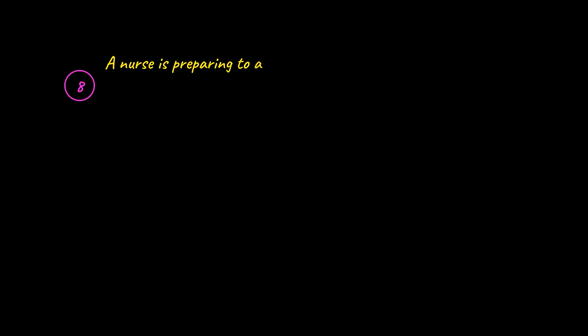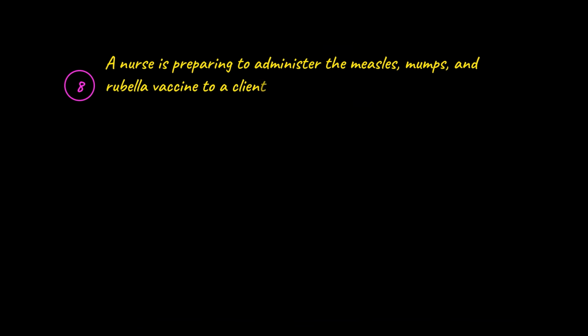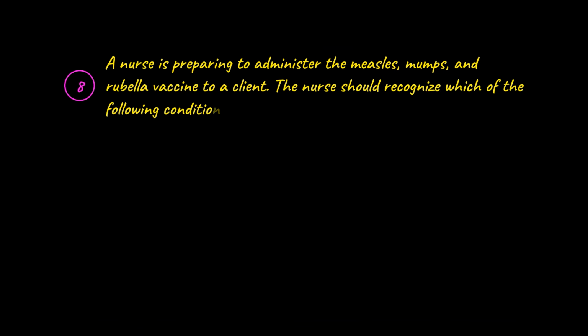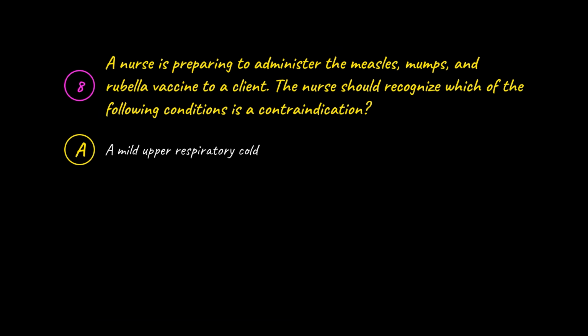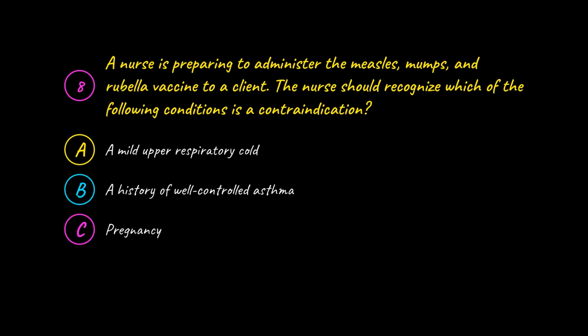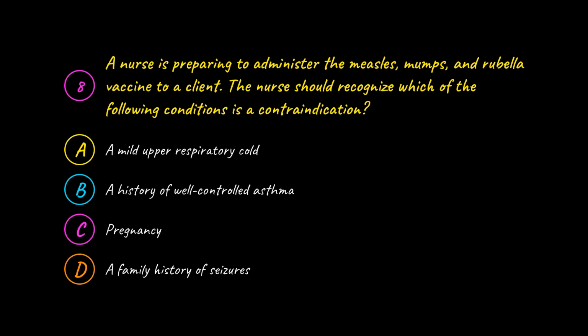Question 8. A nurse is preparing to administer the measles, mumps, and rubella vaccine to a client. The nurse should recognize which of the following conditions is a contraindication. Your options are A, a mild upper respiratory cold. B, a history of well-controlled asthma. C, pregnancy. D, a family history of seizures. Got a guess? Lock it in.